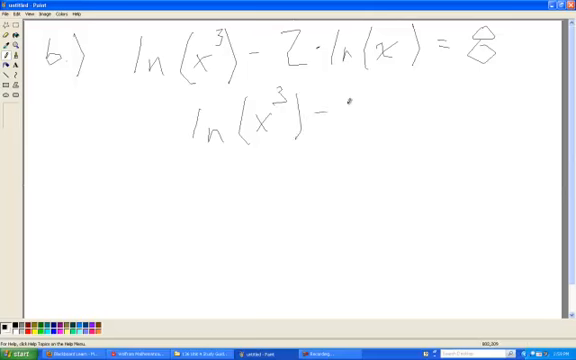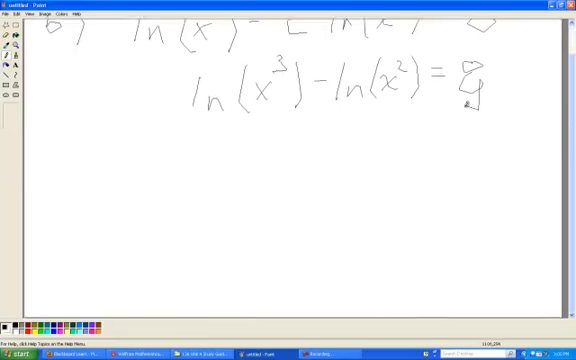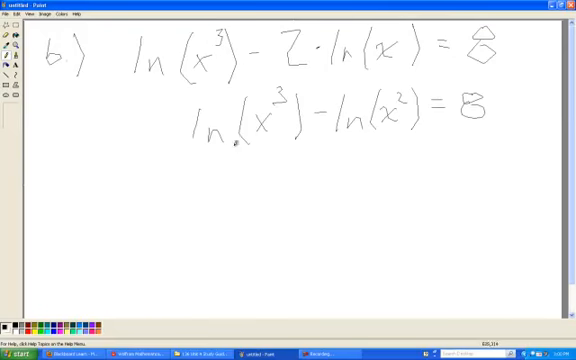To do so, I'm going to go ahead and bring the factor of 2 outside the logarithm, inside this second logarithm as an exponent. That gives me the natural log of x squared. Once we've written the left-hand side as a difference of logarithms, remember that when we have subtraction outside the logarithms, we can rewrite that as division within the logarithms. So I can rewrite this as the natural log of x cubed divided by x squared. And that is again equal to 8.